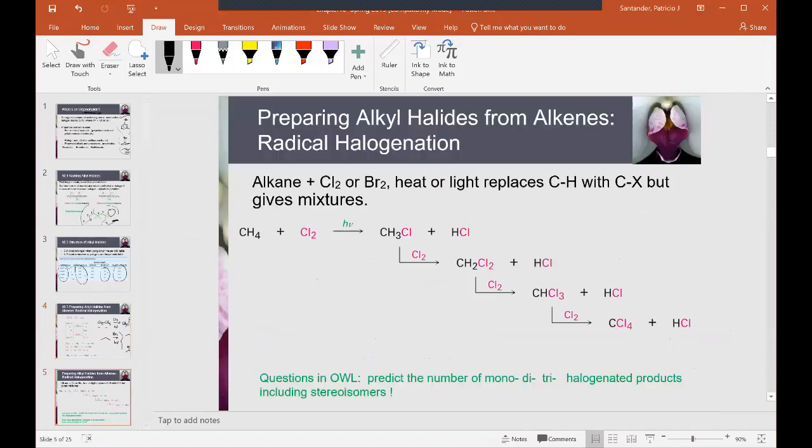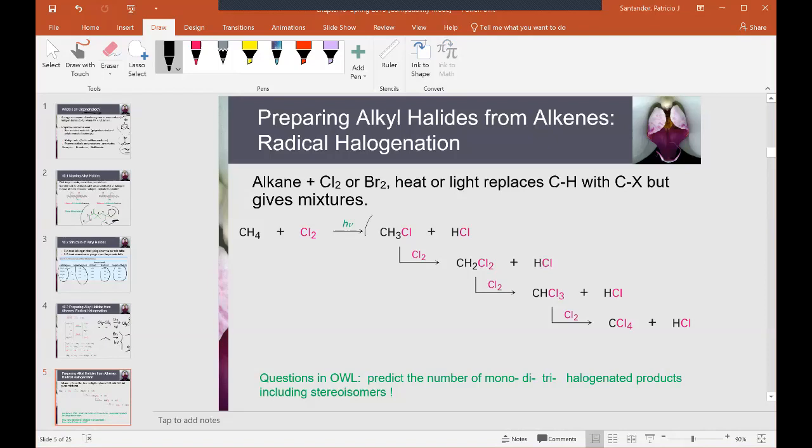Okay, let me advance to the next slide. So remember that the mechanism of the reaction involves a radical chain reaction. You have an initiation reaction when you have the splitting of the chlorine. Then you have the reaction of the chlorine with the alkane. The slide that I'm showing now is the reaction with methane. And if you have enough chlorine, you can go through additional chlorinations.